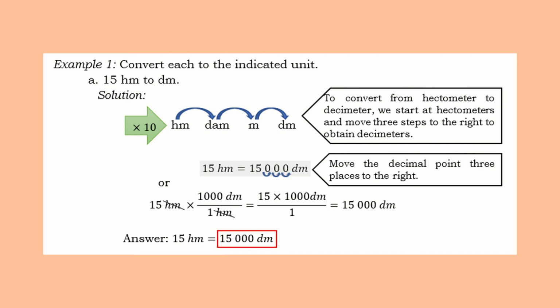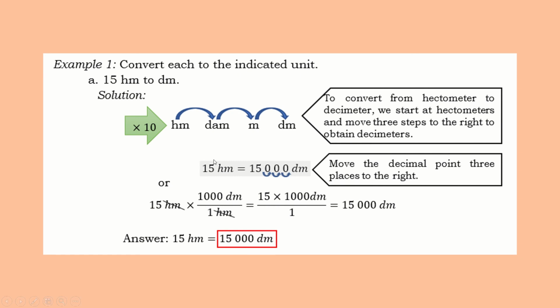Convert each to the indicated unit. Now, we have here 15 hectometers to decimeters. From this example, you can identify that hectometer is larger than decimeter. So, kapag larger unit, we have to move going to the right. So, from hectometer, we have to move 1, 2, 3 places. So, move 3 steps to the right to obtain decimeter.